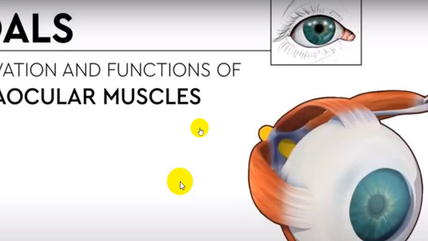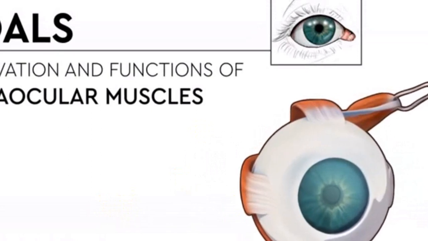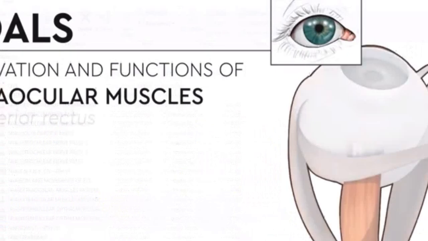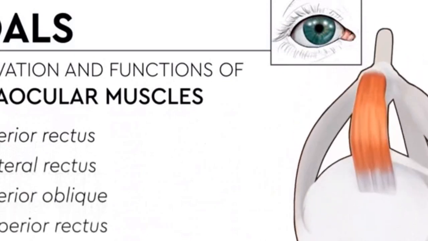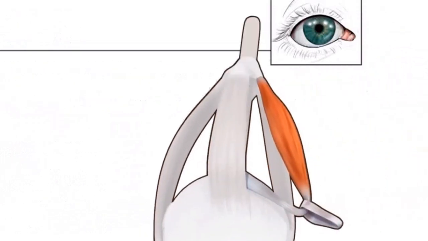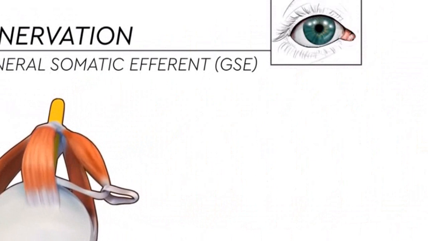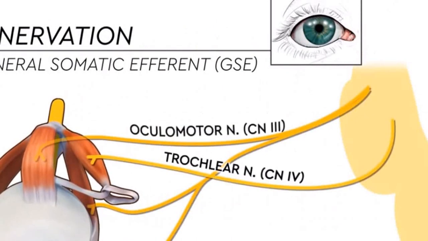Now in this particular video, we'll be showing you all the different muscles, how they act and how they work. Functions of the 6 striated extraocular muscles responsible for positioning the eyeball: inferior rectus, lateral rectus, inferior oblique, superior rectus, medial rectus, and superior oblique. Each of these muscles receives motor innervation, general somatic efferent, from one of the following 3 cranial nerves: oculomotor nerve, or cranial nerve 3, trochlear nerve, or cranial nerve 4, or abducens nerve, or cranial nerve 6.